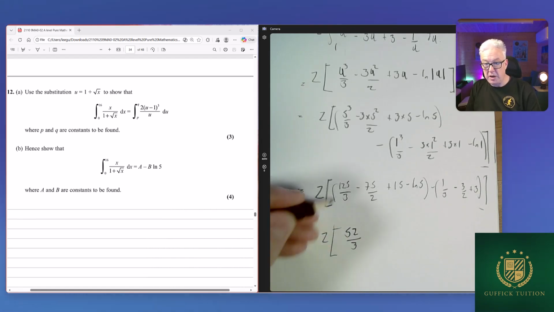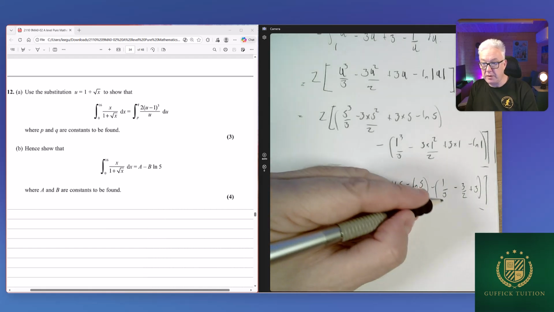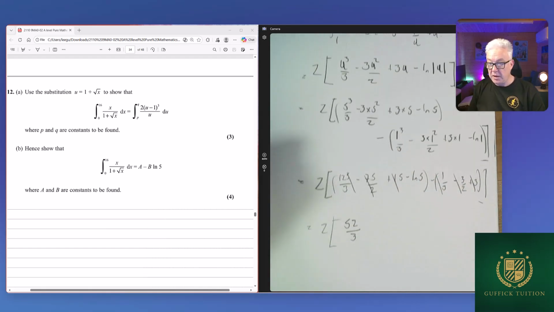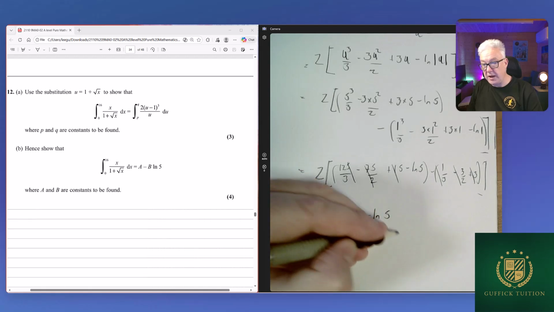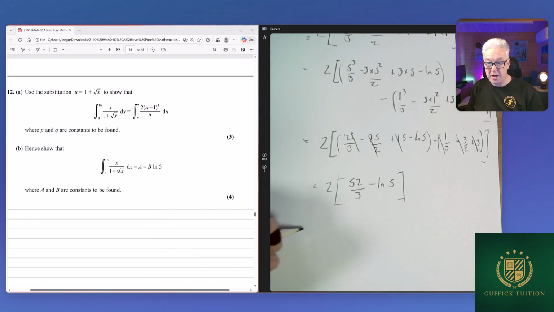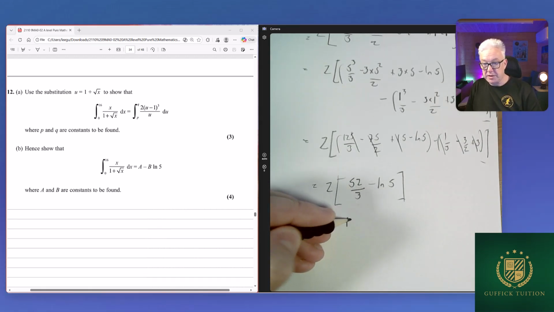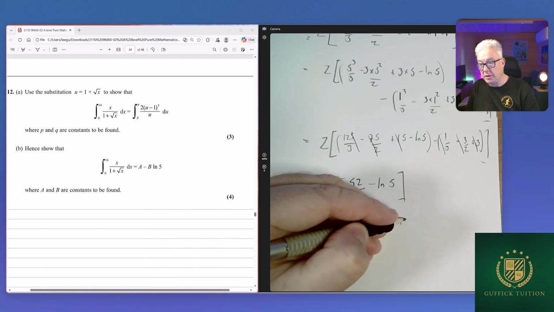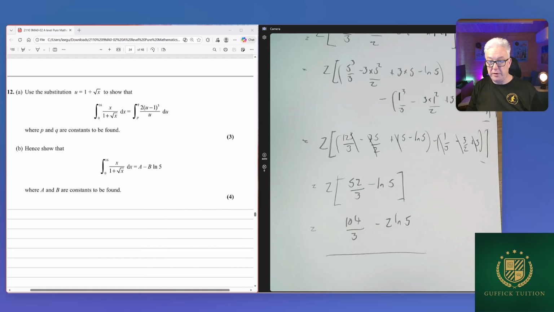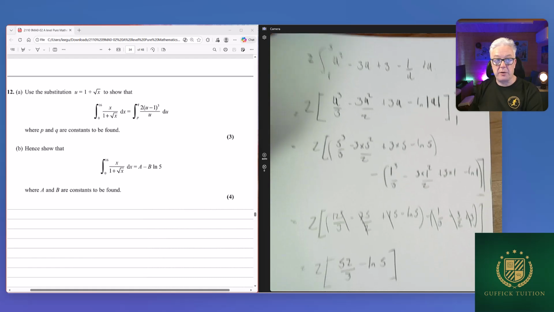We've got a 2 there. We've dealt with that one, and that's just, we've still got minus ln 5 there. So now we can expand our bracket. So 2 times 52 is going to be 104 over 3 minus 2 ln 5. Okay, so 104 over 3 minus 2 ln 5 is our final answer. And that is the correct answer to that question.